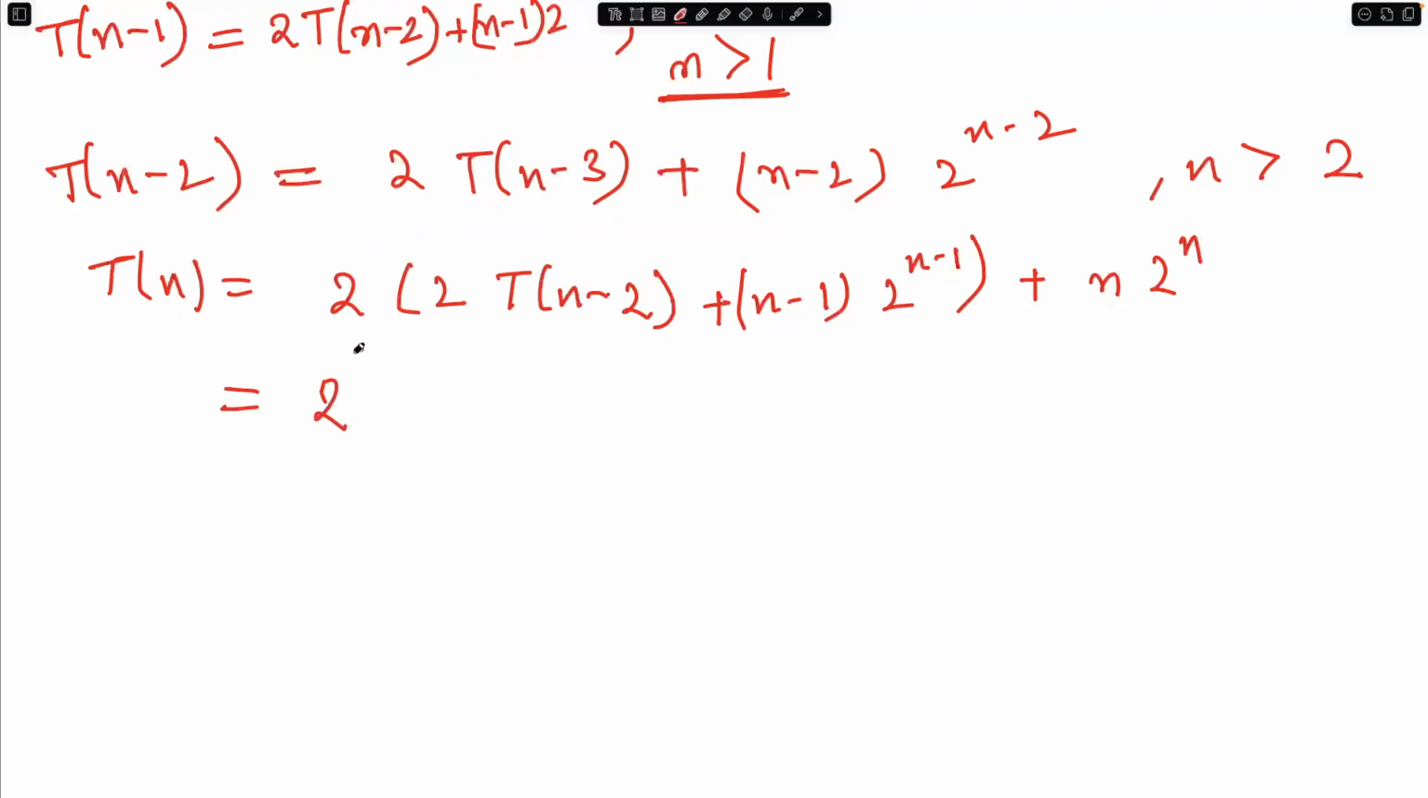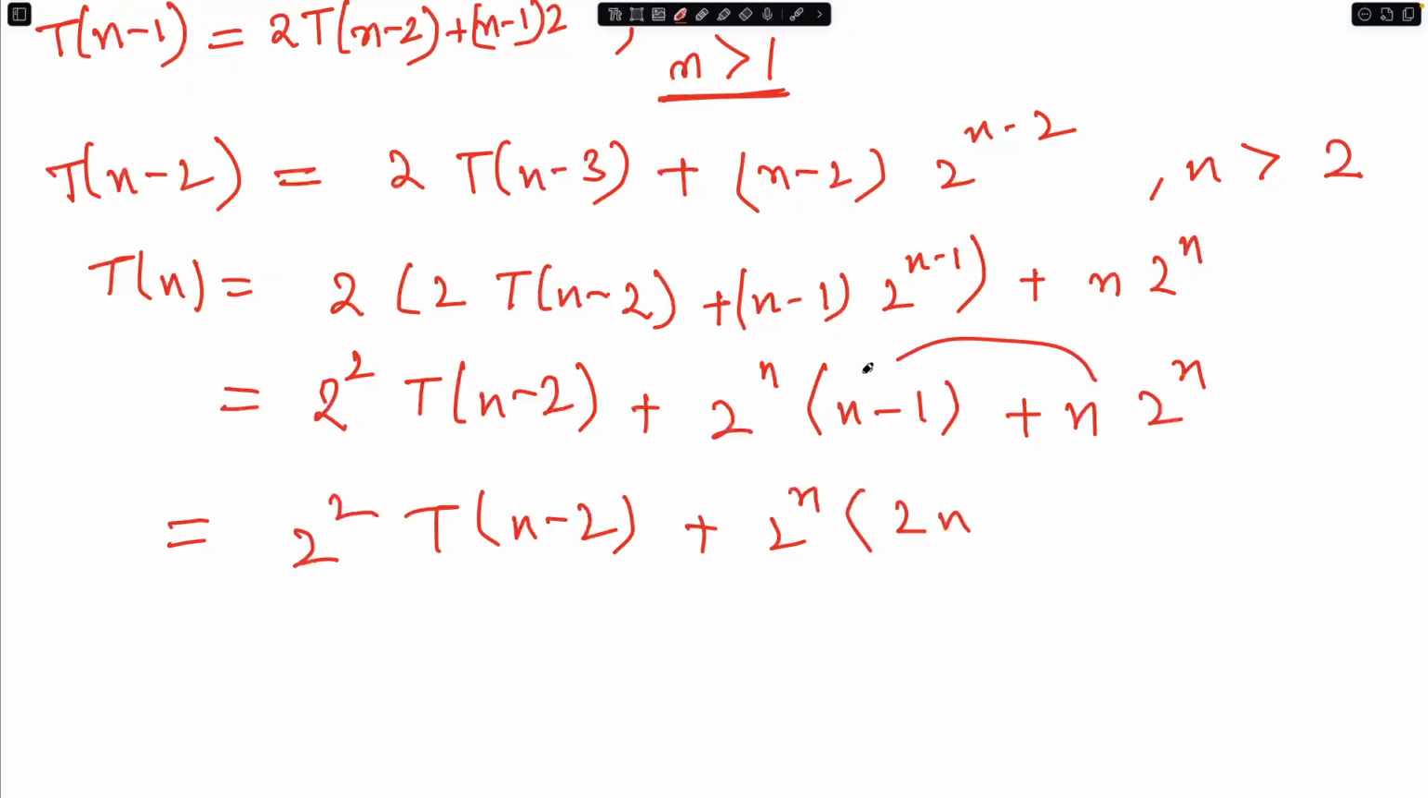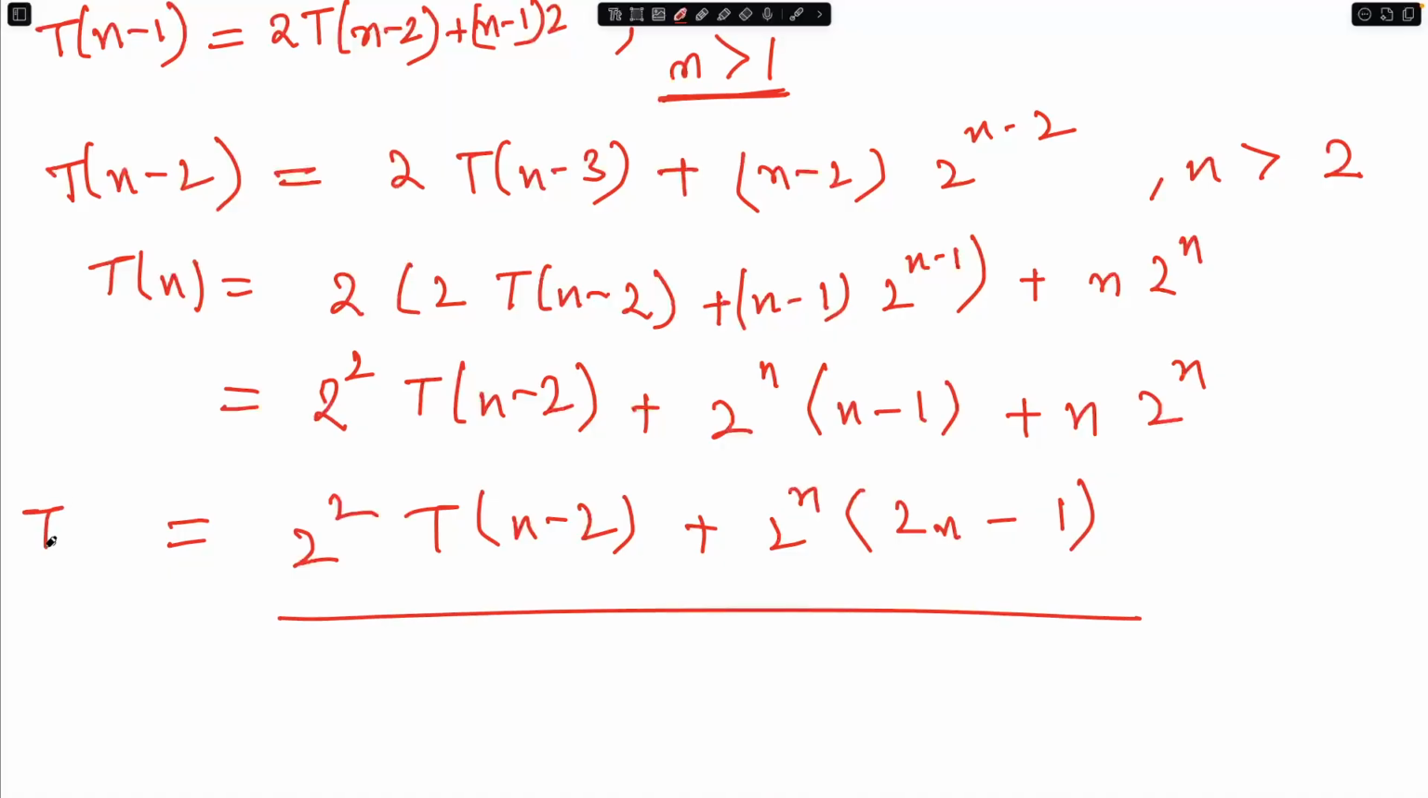So 2 raised to the power of 2 Tn minus 2 plus 2, this 2 when multiplied over here, this minus 1 is going to vanish, right? Okay, so 2n(n minus 1) plus n, 2n. Let's take this 2n common, right? Pretty straightforward. Let's do that. 2 square Tn minus 2 plus 2n, no, not 2n, because this plus this is going to give me 2n, right? 2n minus 1, right? This is the simplified format for Tn.